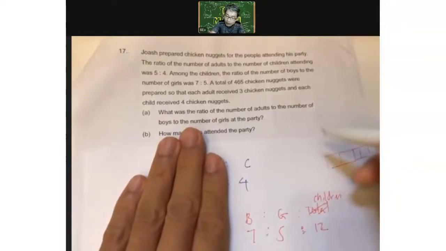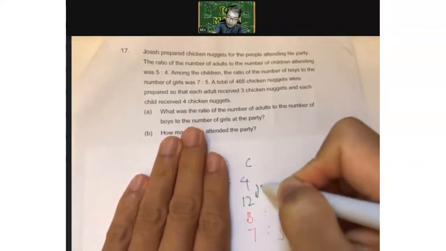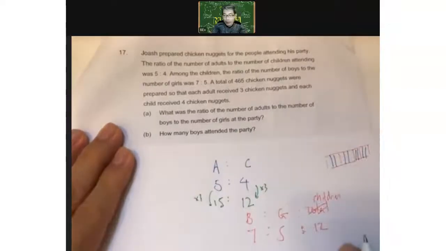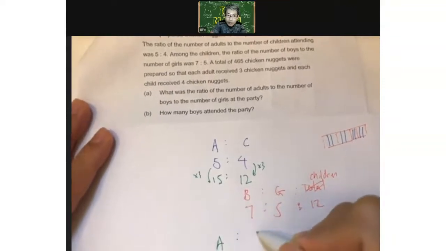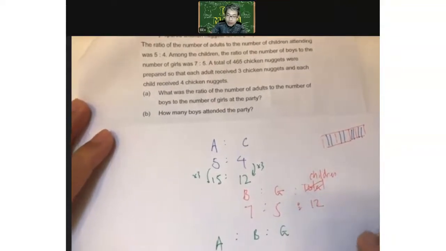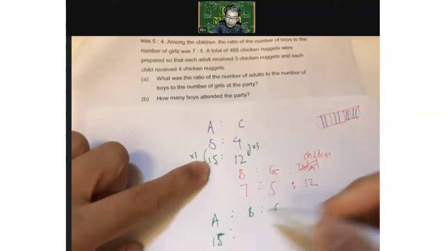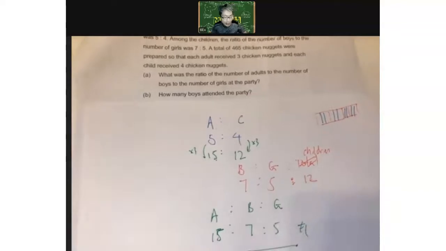So how can 4 become 12 easily? I just need to multiply by 3, because 3 times 4, I get 12. So I am using my color, this times 3 gives me 12. So this times 3 gives me 15. And question A is so simple because it asks us for the ratio of the number of adults to boys to girls. That would be adults 15, boys 7, girls 5. And that's the answer for A.